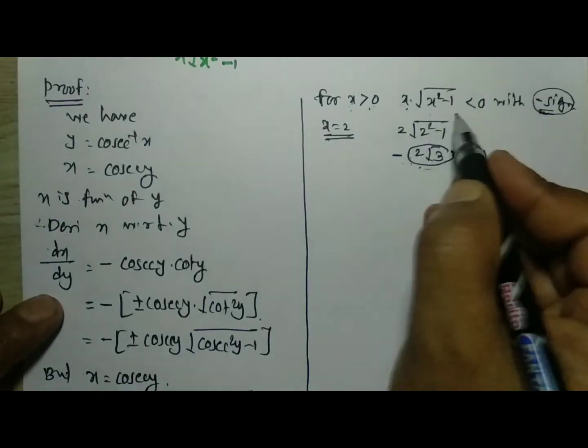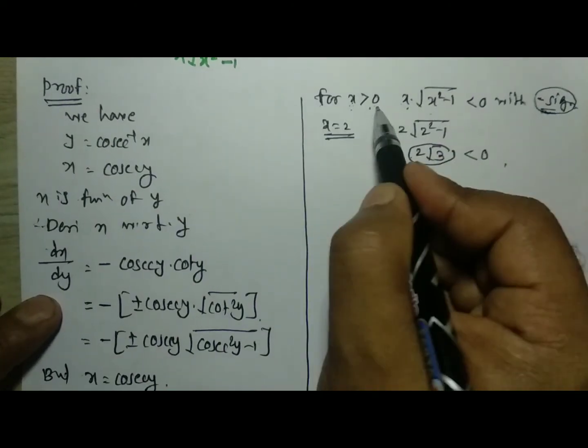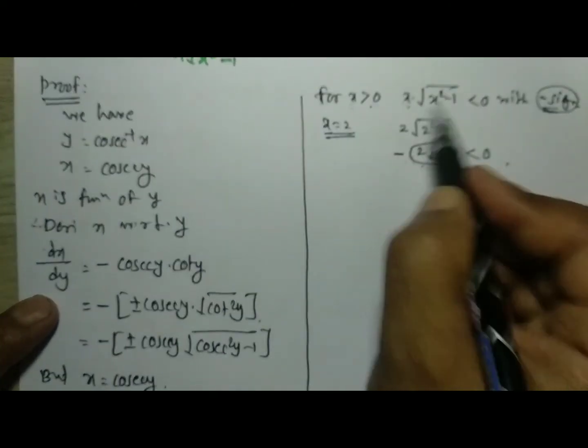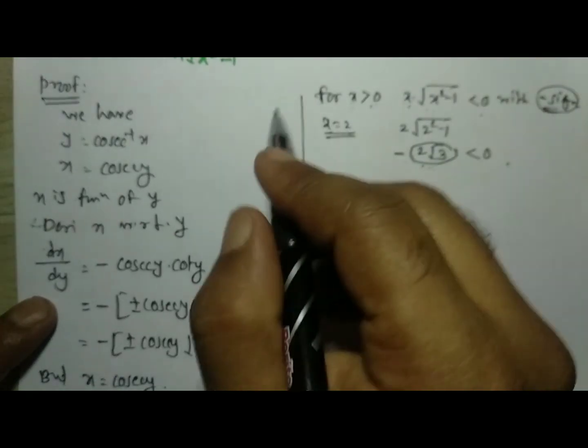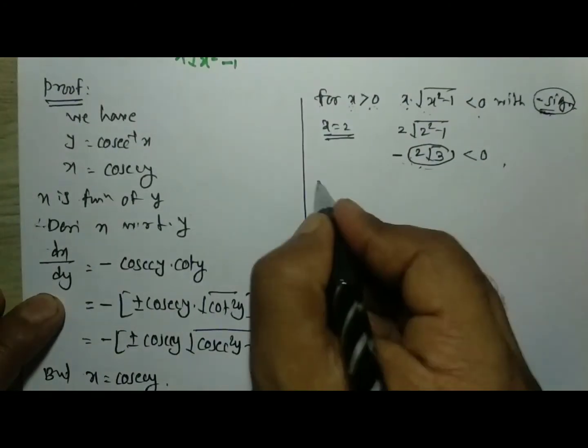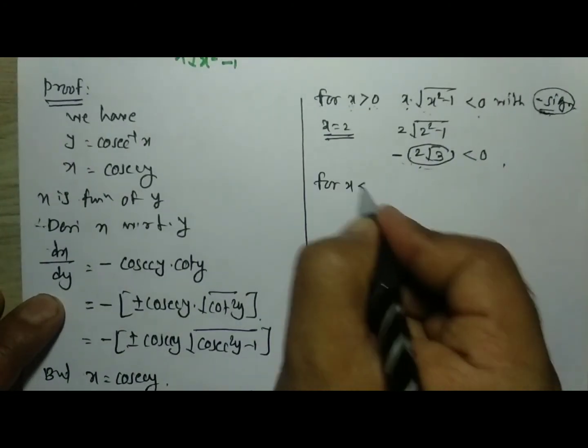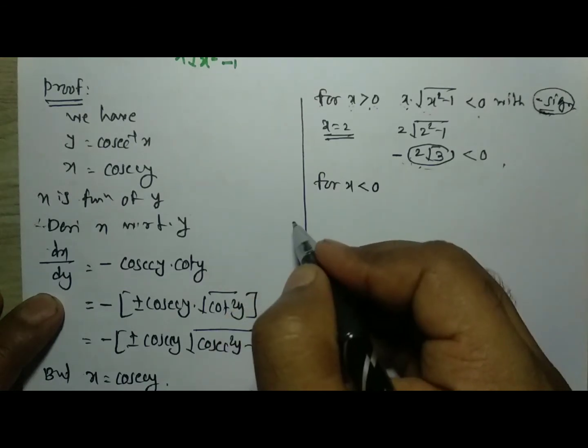And therefore we have to consider what? For x greater than 0, this ratio is positive, but with the negative sign it becomes less than 0. Right now we are going with the consideration of the second case, for x less than 0.